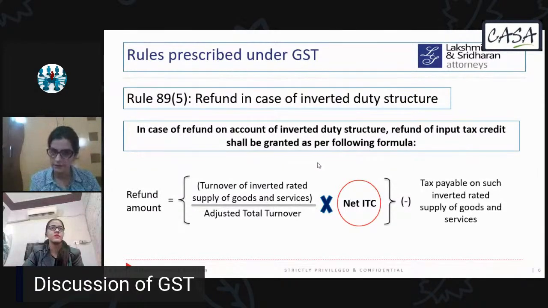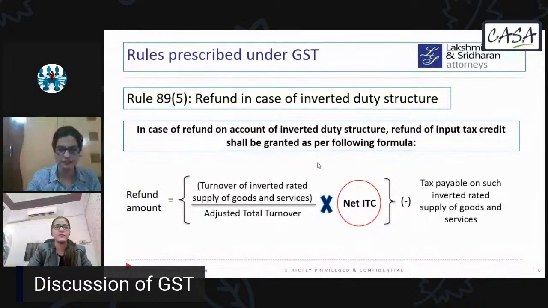So if we analyze this formula, there are three terms used in this formula. One, turnover of inverted rated supply of goods and services. So this turnover talks about both goods as well as services. Second, adjusted total turnover. Though it is not mentioned here, just to clarify, this also includes everything, be it a total turnover related to goods or services. And basically this includes the inverted rated supply of goods or services, as well as the other supply of goods or services which are being made by the supplier to the other recipients. So this is one thing. Then comes the net ITC. Now what is this net ITC?